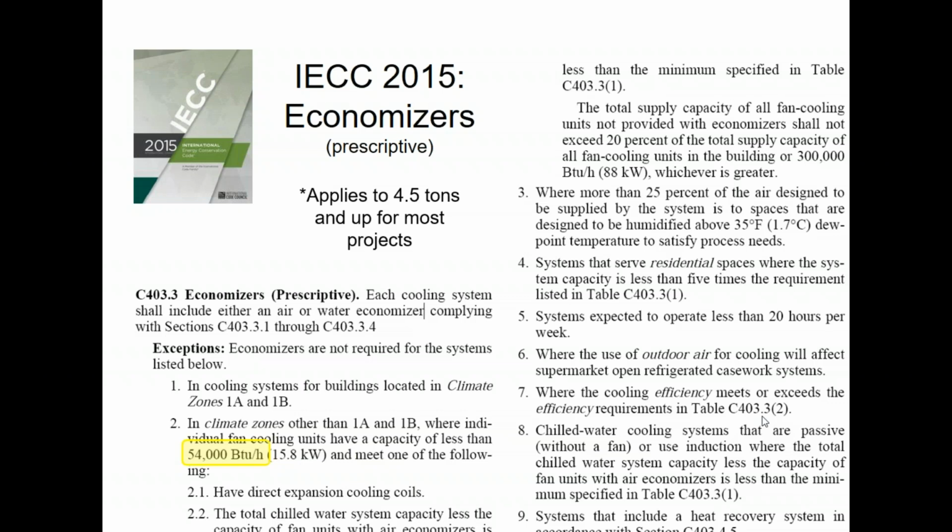So they made it a little less strict. Right? Not because it was hard to do on a rooftop unit that's 3 or 4 tons, but it was hard to do it on a split. But if you are above 54,000 BTUs, there are certain scenarios that may apply to you where you do not have to do the economizer.